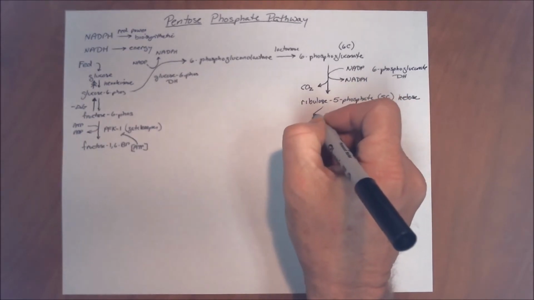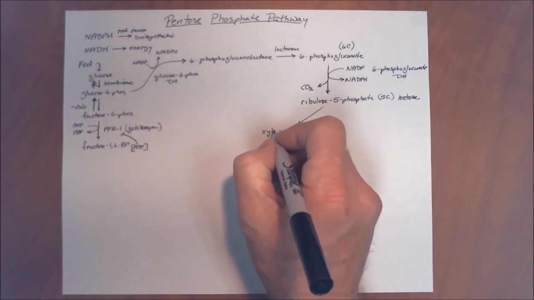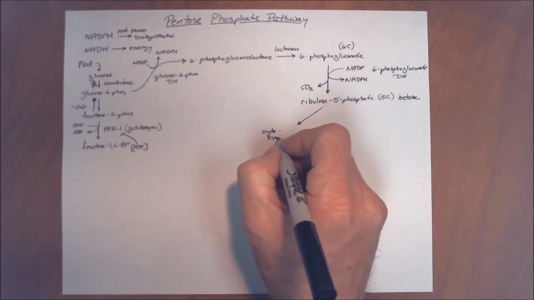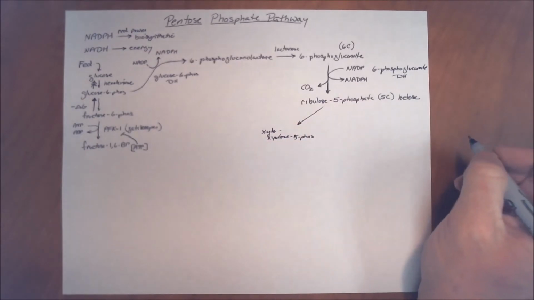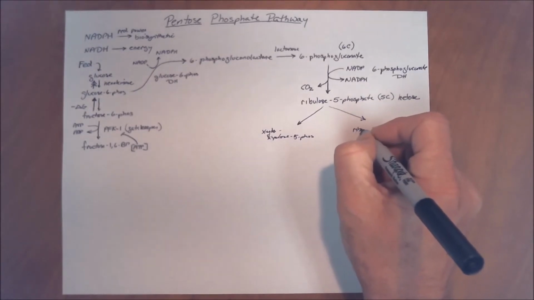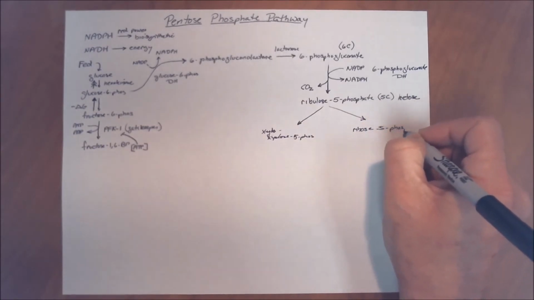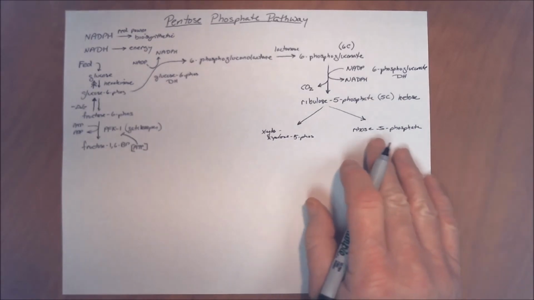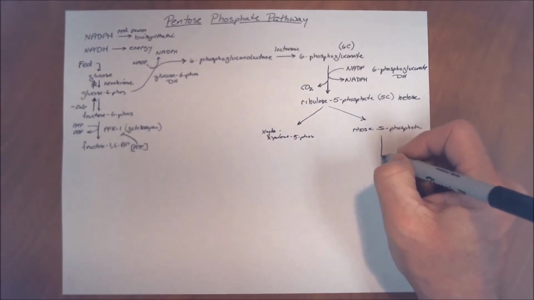This can change to xylulose 5-phosphate, or we can isomerize to ribose 5-phosphate. Once we have ribose 5-phosphate, this now becomes our precursor for nucleotide synthesis.